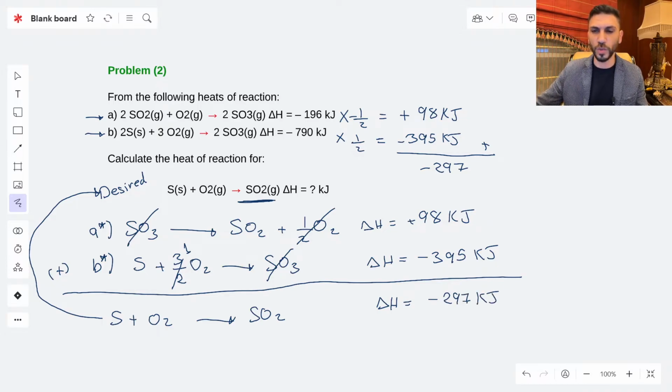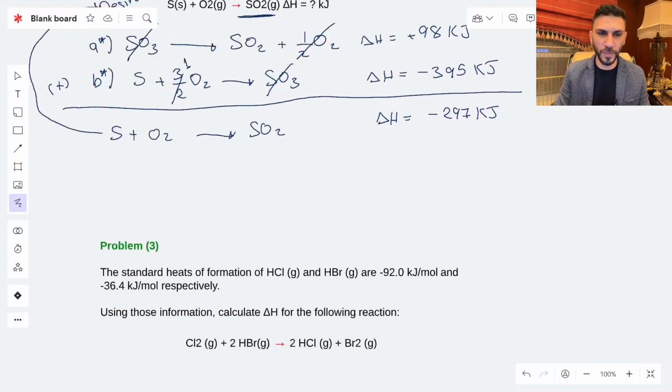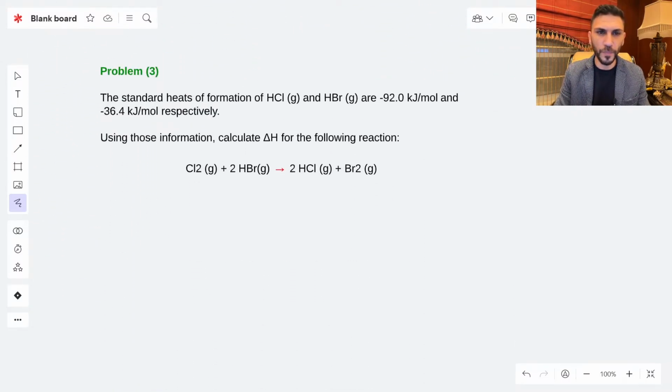All right. Problem number 3. The standard heats of formation of HCl and HBr are given. Using those information, calculate delta H for the following reaction. Don't forget that delta H from the heat of formation, so delta H Rxn standard, it equals to the sum of delta H of formation of the products, and of course it's standard, that's why we put the circle here.